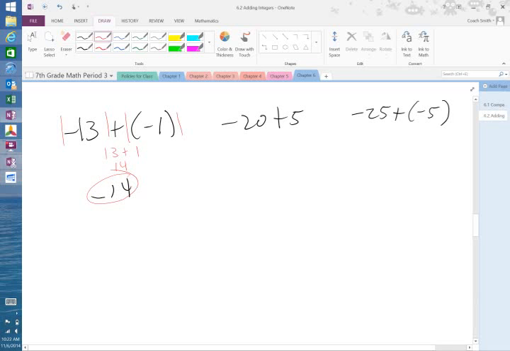Okay? Next one. Negative 20 plus a positive 5. Nick? Negative 15. So here we take the absolute value of negative 20, the absolute value of 5, and we subtract them. And that's 15. Larger absolute value is negative, so therefore it's negative 15. Okay? And then the last one. Joshua? Negative 30. That is correct. Okay, once again, take the absolute value of the two numbers, add them together, get 30, and keep the negative sign. Okay, so negative 30.